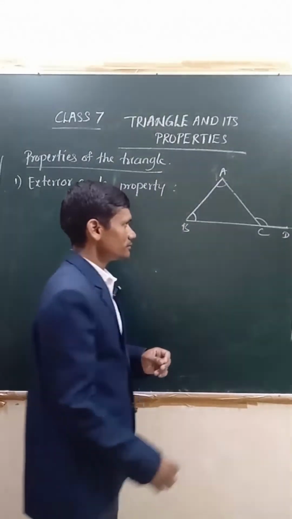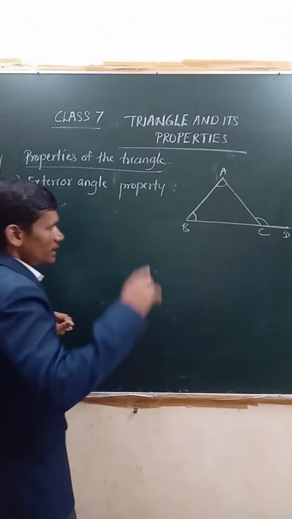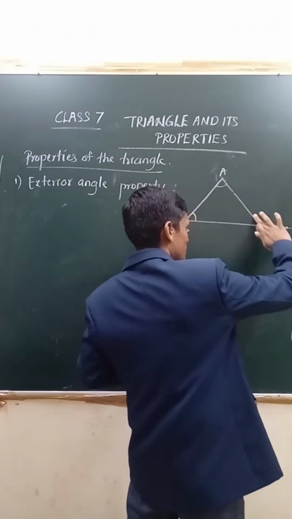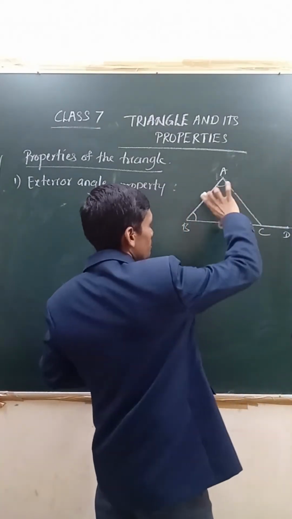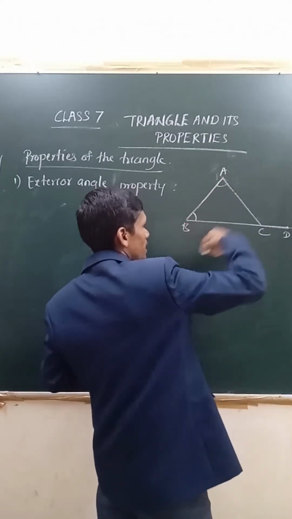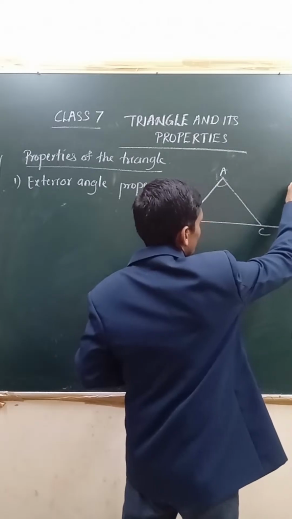Okay, now the property says like this. Let us make one nice idea here. Parallel to this line BA, or AB, if you draw one more line like this, it comes.